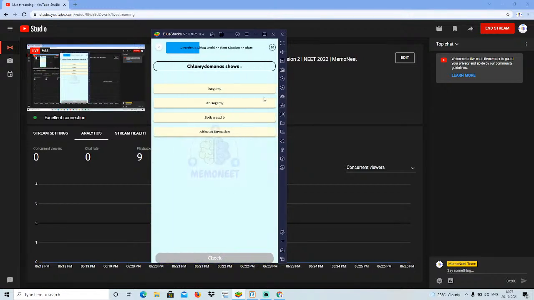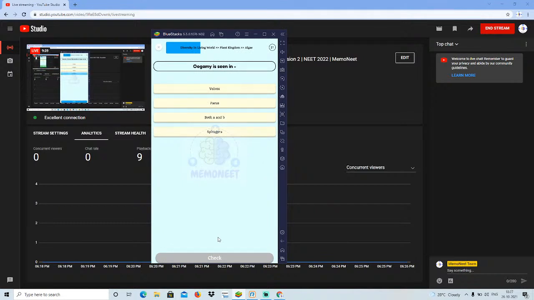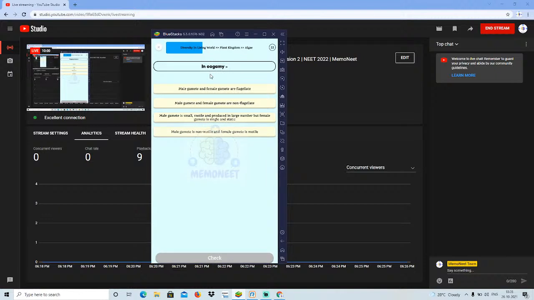So Chlamydomonas shows both A and B. Because I think the algae show isogamy, anisogamy, and oogamy. Oogamy is seen in Volvox, I guess in Fucus as well. I think I forgot it, but now I will learn. Yeah, it's right. Both Volvox and Fucus show oogamy. So in oogamy, the male gamete is small, motile, and produced in large number, but the female gamete is single and static.